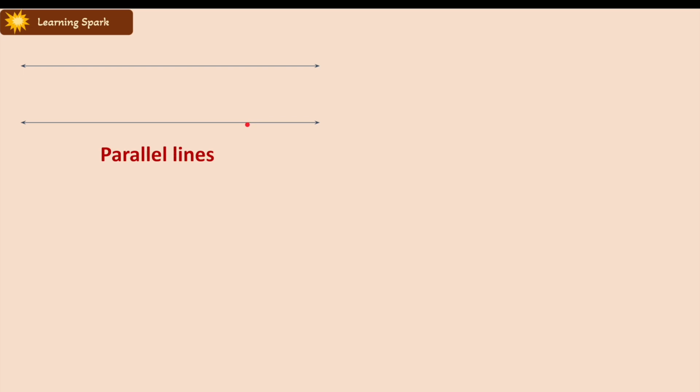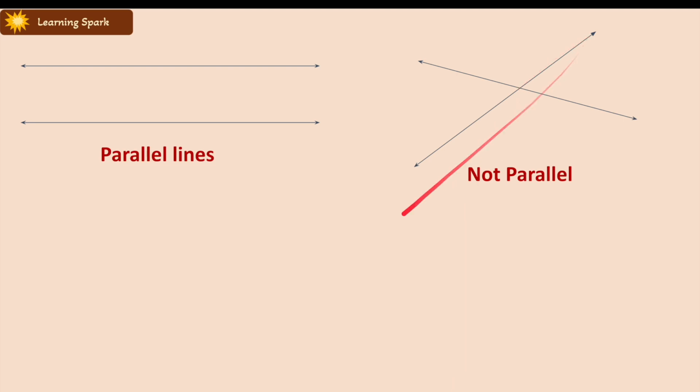Okay. Now you see these two lines. These two lines have met each other. There is an intersection. This is called the intersection of these two lines. And that is why this is not parallel. These are not parallel lines.